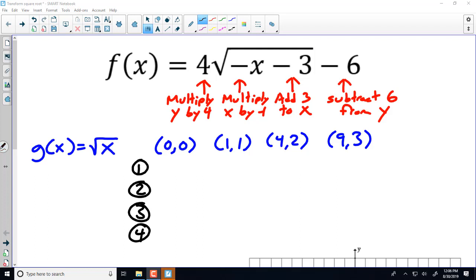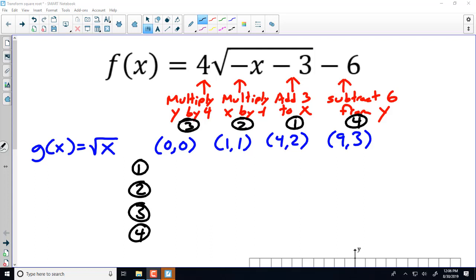You want to make sure you get this problem right. Make sure you do the horizontal shift first and the vertical shift last. You can do the other two things, the multiply y by 4 and the multiply x by -1, in any order you want, but I prefer to finish with my x's before I move on to my y's. But it really doesn't make a difference. Those two could be in a different order.